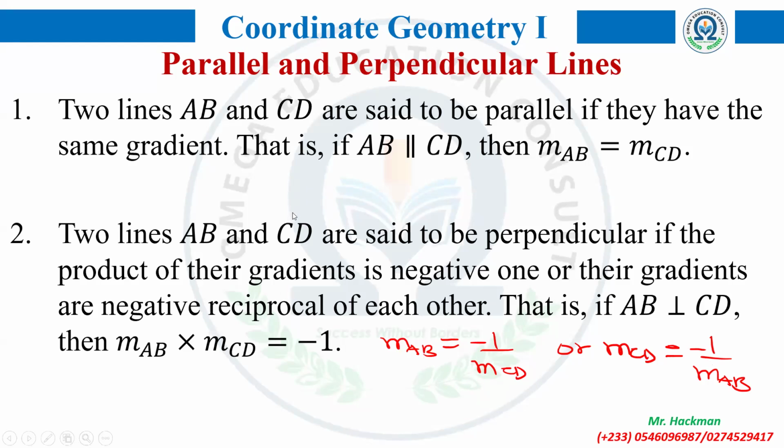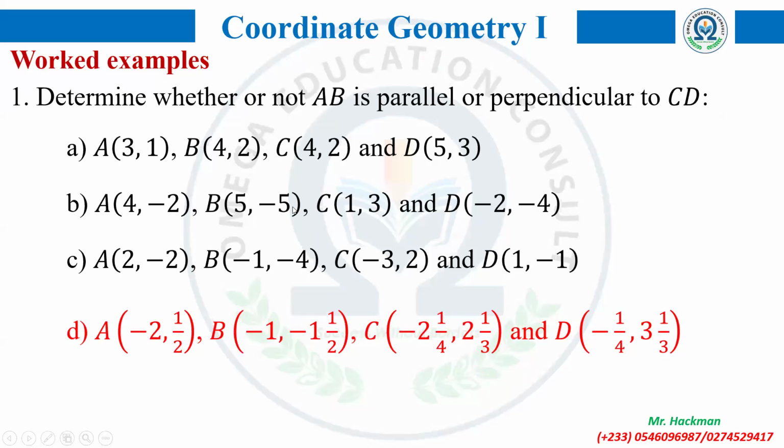So quickly, let's make use of this concept in dealing with the following questions. The first question: determine whether or not line AB is parallel or perpendicular to line CD. Here you are given points. If you want to determine perpendicular or parallel, what do we use? We use the gradient, is that not it? Once you know the points A and B, we can find the gradient of the line AB. And we know the points C and D, so we can equally find the gradient of the line CD. So quickly, let's do that and use the values of these gradients to make that determination.